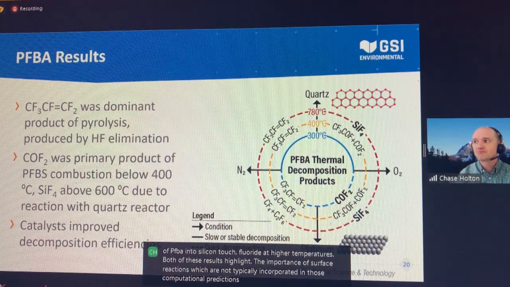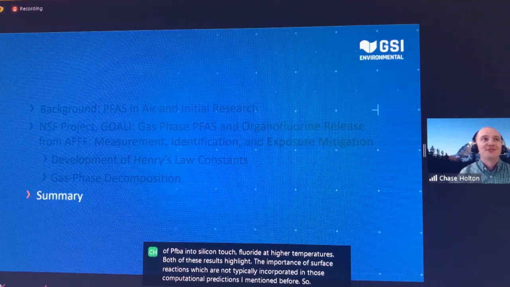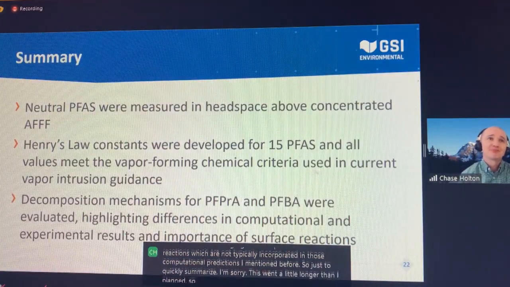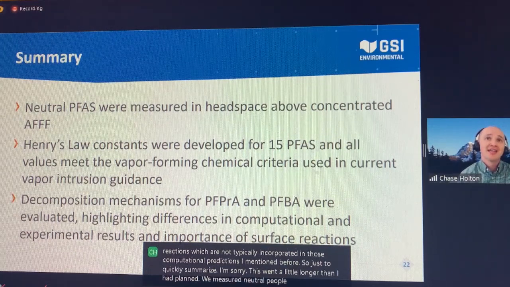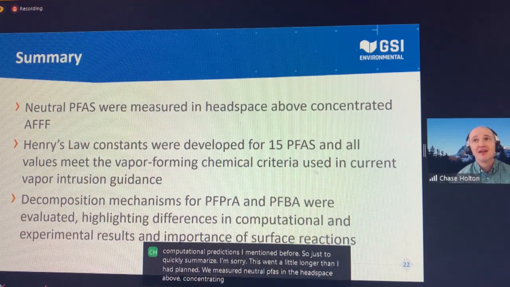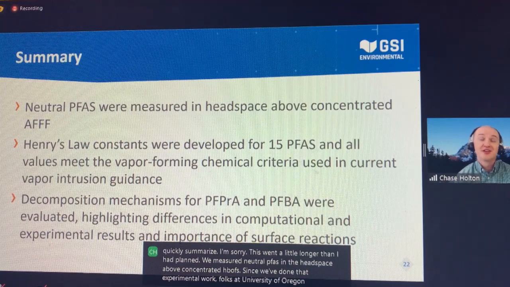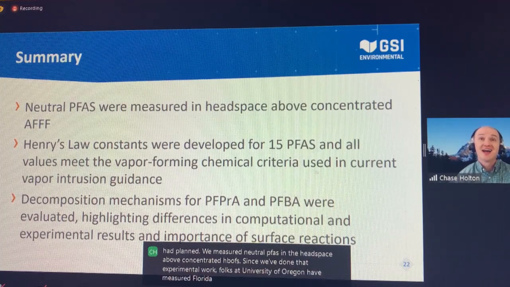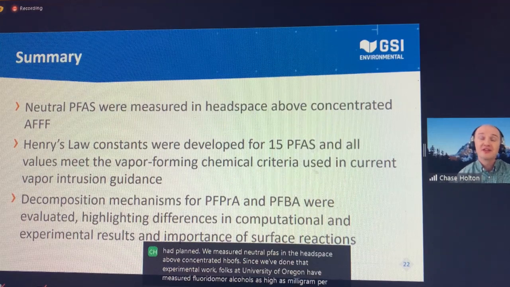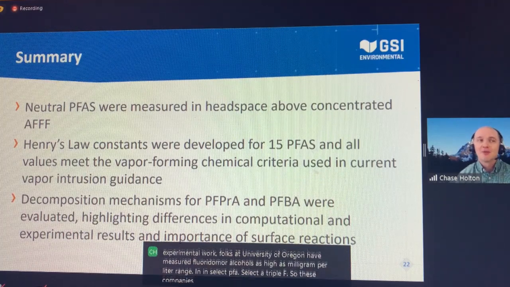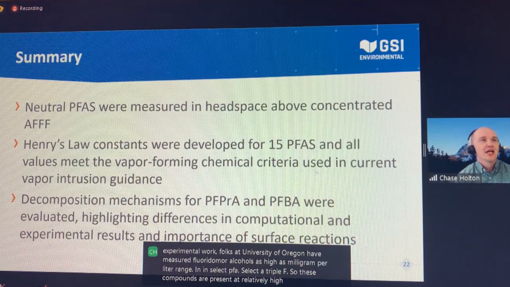So just to quickly summarize, and I'm sorry this went a little longer than I had planned, we measured neutral PFAS in the headspace above concentrated AFFF. Since we've done that experimental work, folks at University of Oregon have measured fluorotelomer alcohols as high as the milligram per liter range in select AFFF. So these compounds are present at relatively high concentrations.